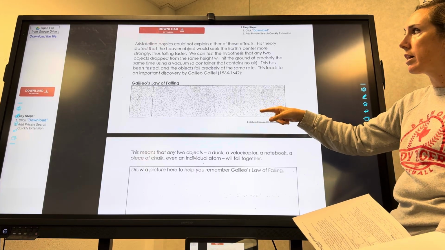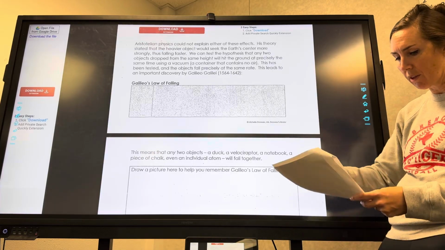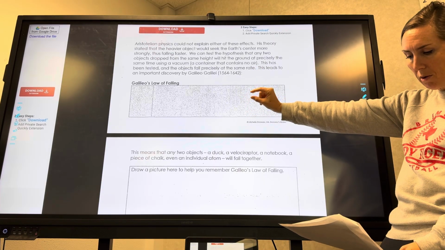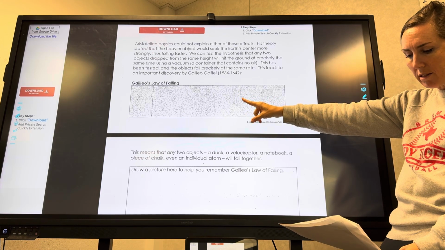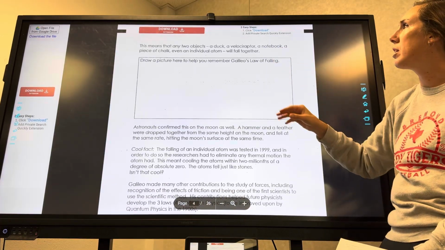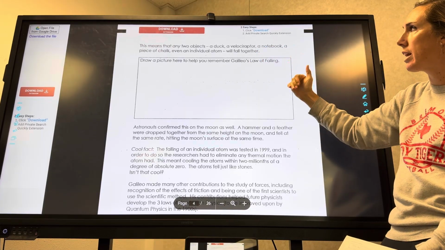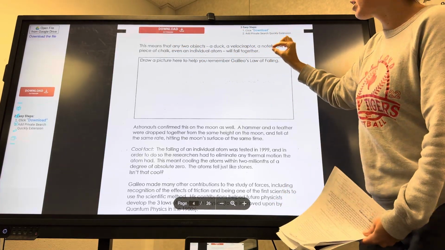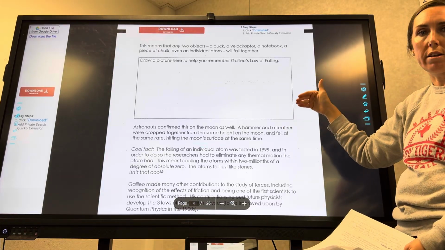Okay, so this is Galileo's law of falling. And what we said was, if air resistance is negligible, then any two objects that are dropped together will fall together regardless of their masses, shapes, or materials. Okay, when we drew this, they gave us the example of a duck, a velociraptor, a notebook, a piece of chalk, even an individual atom will fall together. So we drew those. We drew arrows of the same magnitude, and we wrote all fall together.